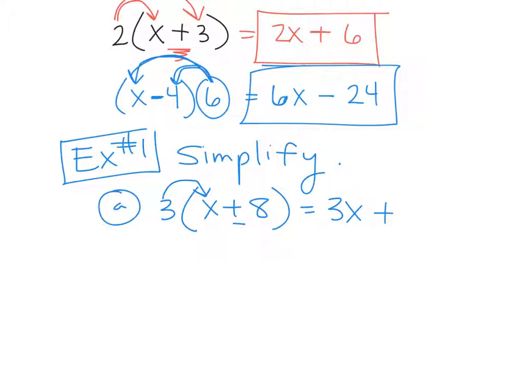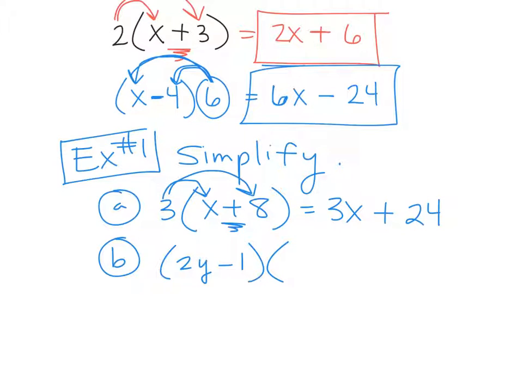Plus, because we're doing addition here, then what? 3 times 8 is 24. Okay. Next one. So we have 2y minus 1. And then this one's a little bit tricky because now it's not a number that we're distributing, it's a variable. Okay? So take your time, think through this with me.